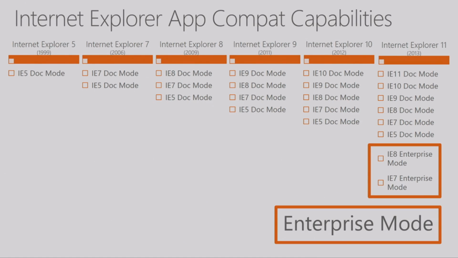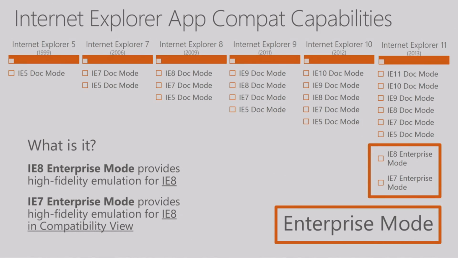Enterprise Mode is higher fidelity emulation for Internet Explorer 8. And this is a very subtle point that's lost on a lot of folks, but Internet Explorer 8 Enterprise Mode, or IE8 Enterprise Mode, is higher fidelity emulation for IE8 specifically. IE7 Enterprise Mode is essentially IE8 Enterprise Mode in compatibility view. Because remember, we still have that default behavior of falling back to IE5 if there's not a valid doctype.